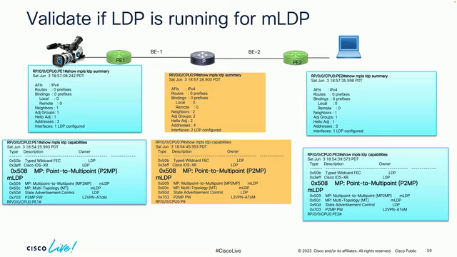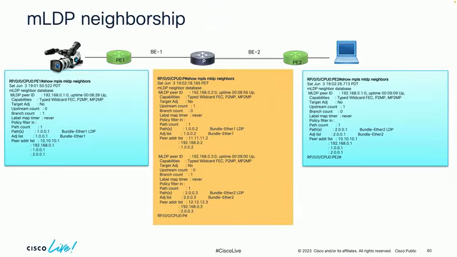So once we make sure that all the basic configs are done, then we can go to the next step, which is checking the neighborship, whether the MLDP neighborship is up or not. So when you have configured MLDP, they have exchanged their capabilities for doing MLDP signaling. And after doing the initial exchange, we would have built our MLDP neighborship.